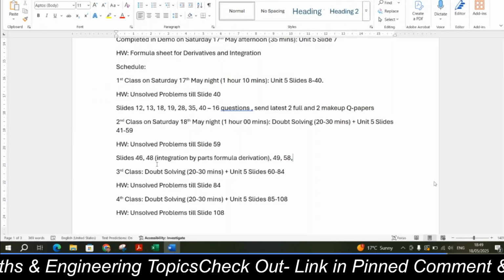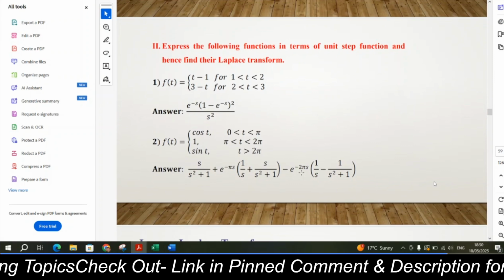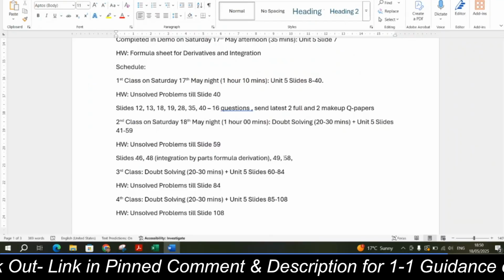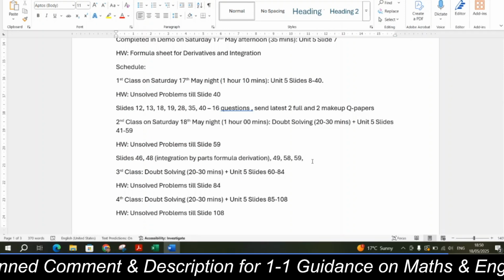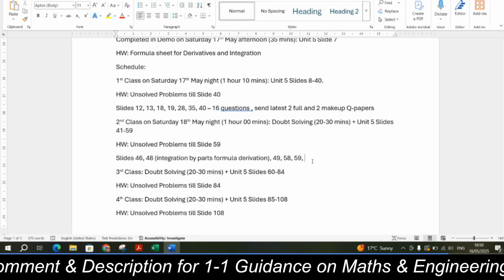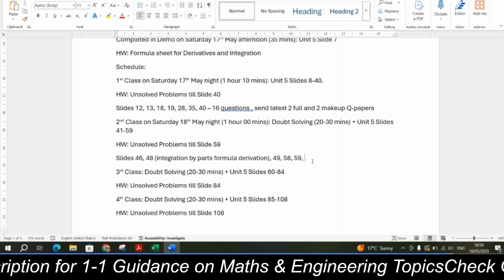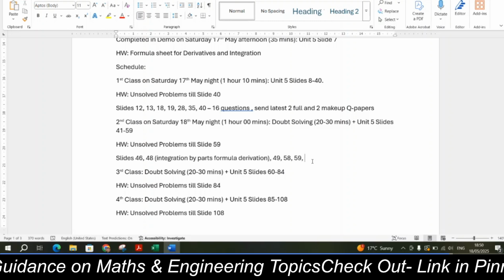Next, let's go on. Okay, so this is slide 58. This is homework. Today we were supposed to do till slide 59. So one more slide, I think. These are also homework. So how many questions? Today I don't have more questions.